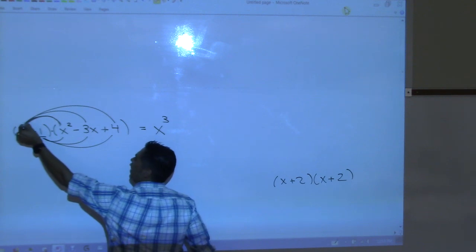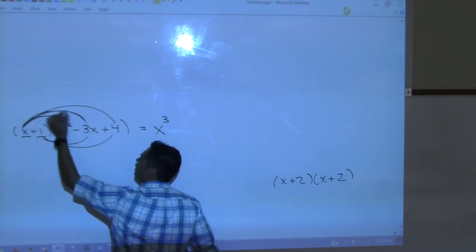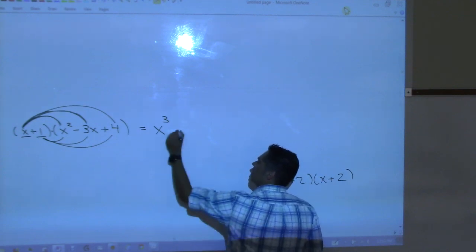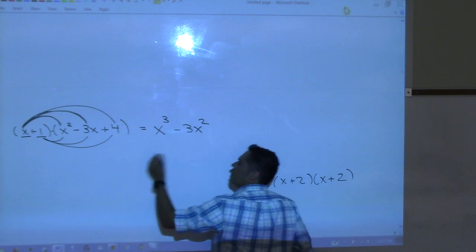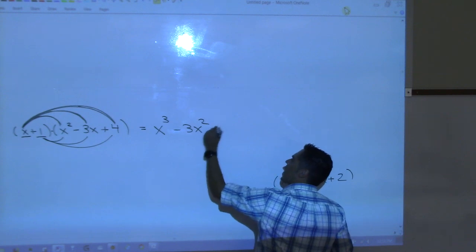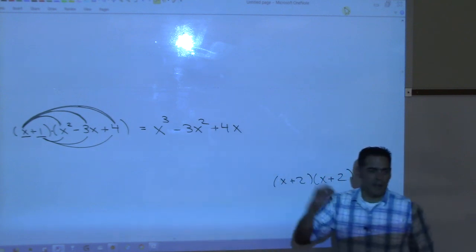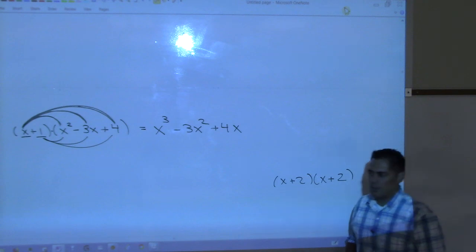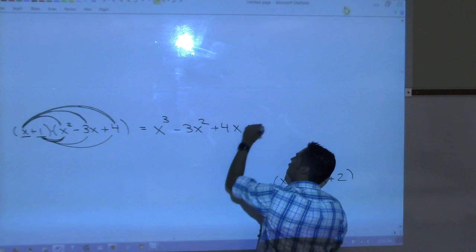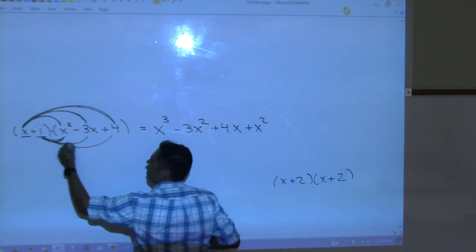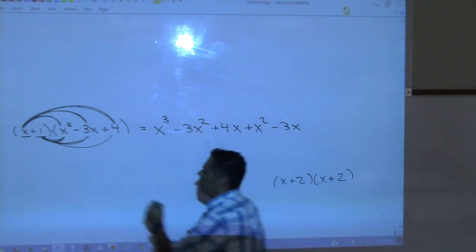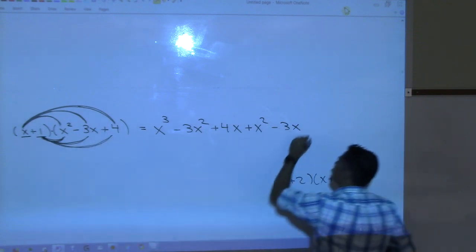Okay, so what's then x times negative 3x? X times negative 3x. Negative 3x squared. And then what is x times 4, positive 4? 4x. Okay, we've done 3 of the 6 multiplications. We keep going. 1 times x squared. 1 times negative 3x. And finally, 1 times 4 is just 4.